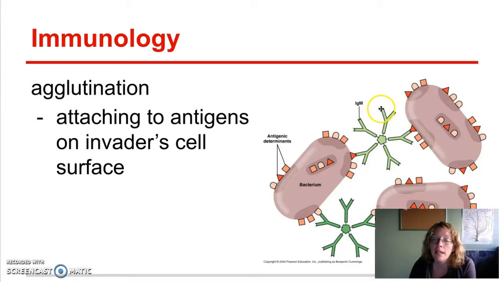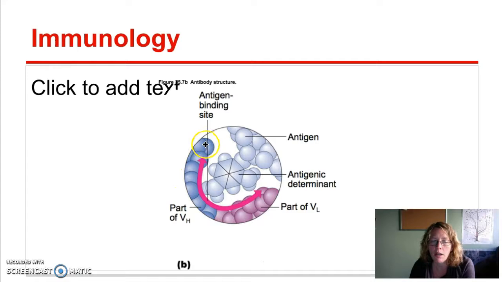Again, I'm going to magnify and show you these sites, these antigen binding sites. These antigen binding sites are specific to a part of the antigen. So the antibodies are not just going to bind willy-nilly to whatever comes in, just cells that have that specific type of antigen.